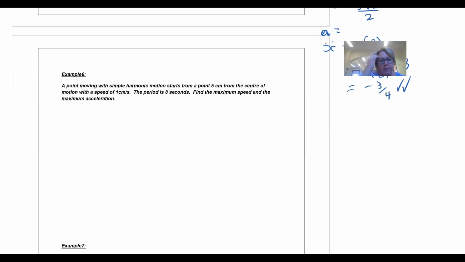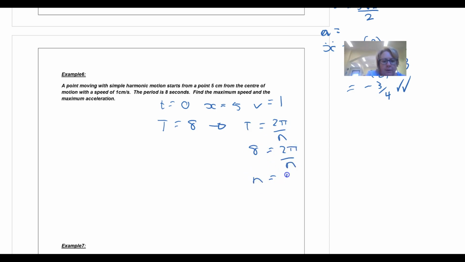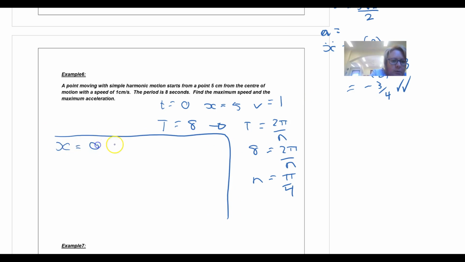Okay, question 6. A particle's moving in simple harmonic motion and starts, so t equals 0, x equals 5, and v is 1. Period is 8, and from that I'm going to say period is 2 pi on n. 8 equals 2 pi on n, so n is pi on 4. Find the maximum speed. So the question's saying, when x is 0, what's v?